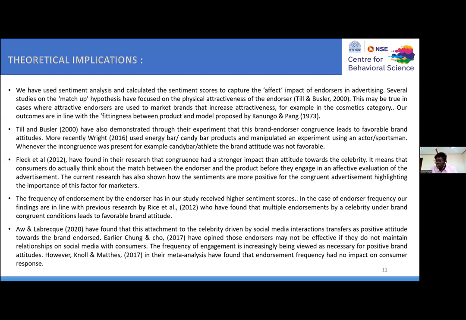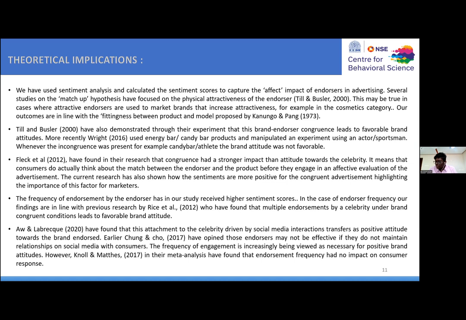The current research also shows that sentiment is more positive for congruent advertising, highlighting the importance of this factor for marketing. The frequency of endorsement by the endorser, in our study, received the highest sentiment score. The advertising featuring Virat Kohli, an endorser who endorses several brands, has received a higher impact than the advertisement by Rohit Sharma, who is a low frequency endorser. In the case of endorser frequency, our findings are in line with previous research by Rice et al. 2012, who found that multiple endorsements by a celebrity in a brand-congruent condition led to favorable brand attitude.